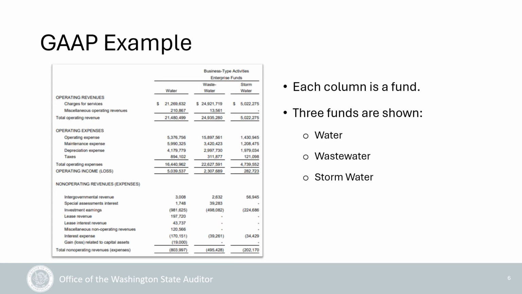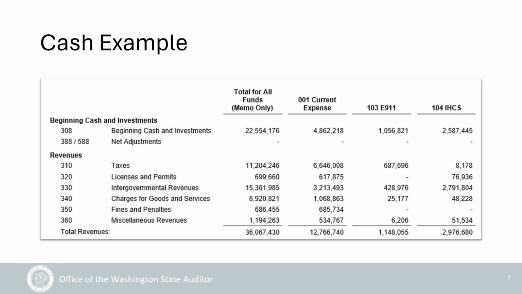Let's look at what funds look like on financial statements. In this GAAP statement, each column is a fund. Therefore, we are showing three funds: water, wastewater, and stormwater.